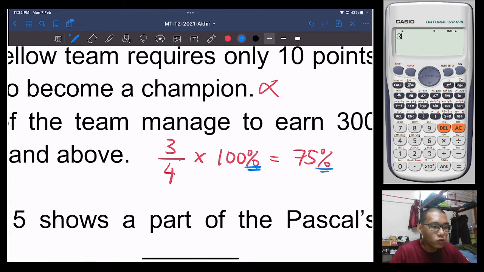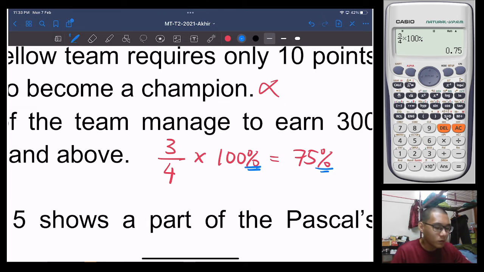So if you try to press 3/4 times 100%, what will you receive here? You will receive 3/4 also. It doesn't make sense. Okay, the answer is still 0.75, and then you see 0.75. So you find the answer 0.75.